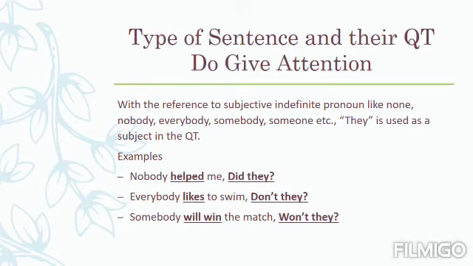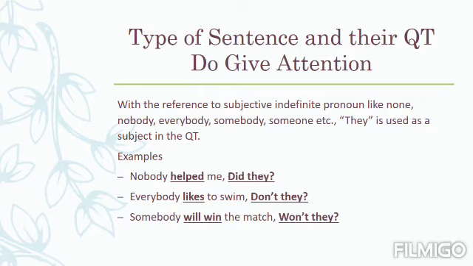Everybody likes to swim. Here, everybody is an indefinite pronoun. So when we make the question tag of this type of sentence, we will use they as a subject in the question tag. Everybody likes to swim. This is a sentence from simple present tense. So we shall use do as a supportive verb. The statement is positive. Its question tag will become negative, so do not, the short form of do not is don't, and the subject we have put here is they.